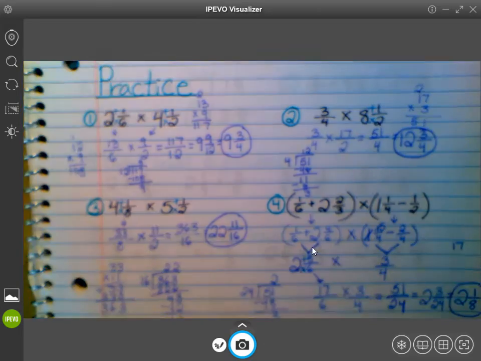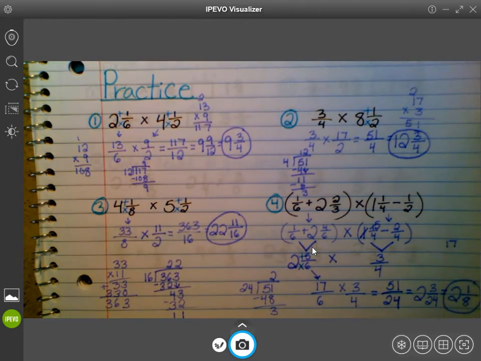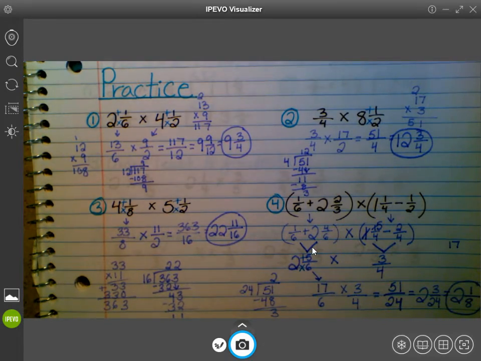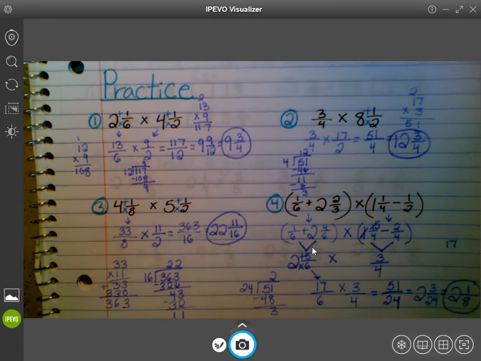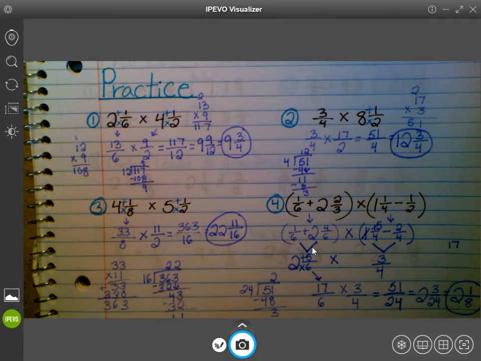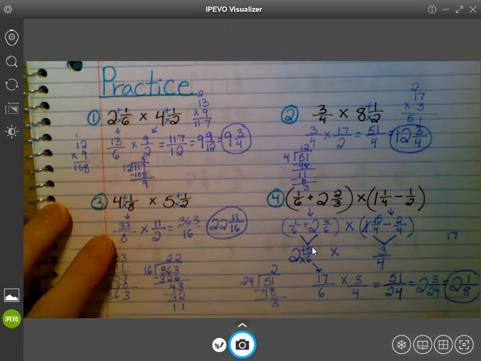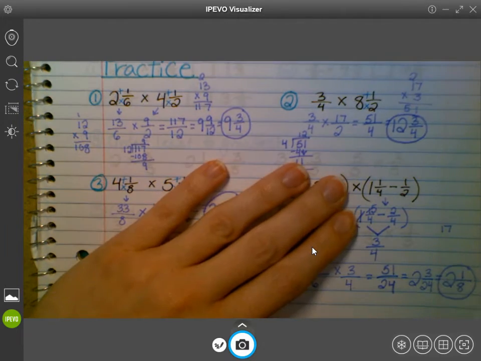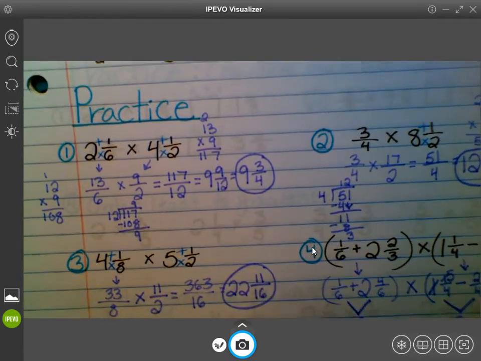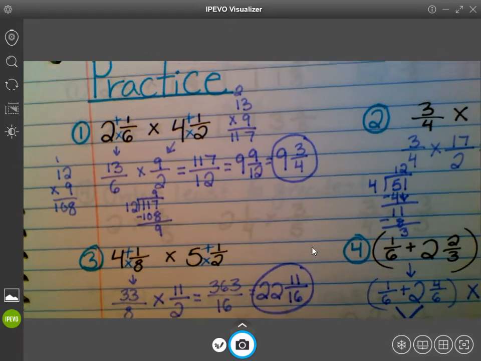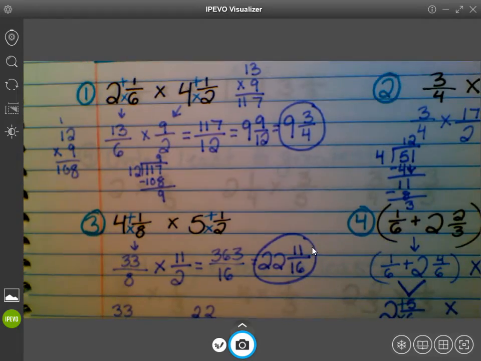Okay, ready to rock. All right, let's look at these together. Okay, so we look at number 1. We had 2 and 1/6 times 4.5. So when we multiply those two together, I chose to use the improper fractions method.